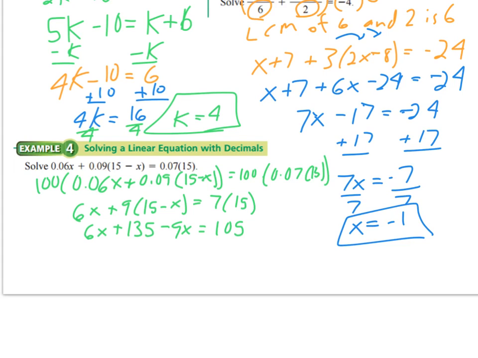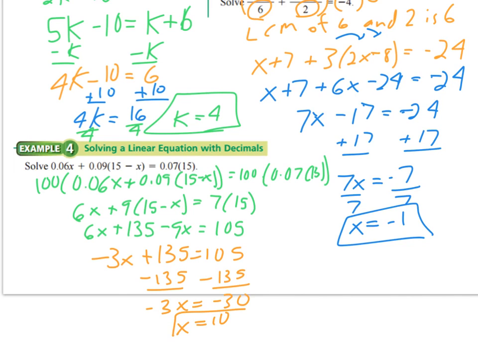From here we would combine like terms on the left side. We've got the 6x minus the 9x, so it's a negative 3x plus the 135 equals 105. So my variable is on the left, so even though it's negative, we'll just go with that. Subtract the 135 from both sides, we get negative 3x equals negative 30. Divide by the negative 3, we get x equals a positive 10. So x equals 10 for that one, and again, we can always check by plugging that back into the original.